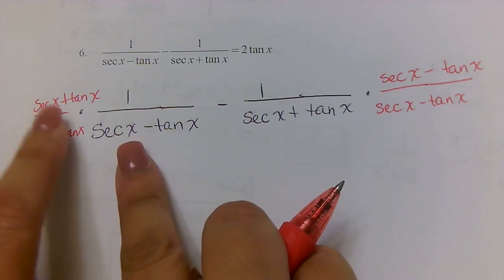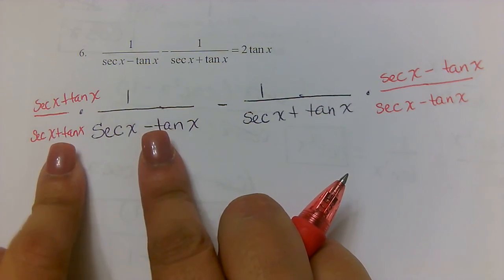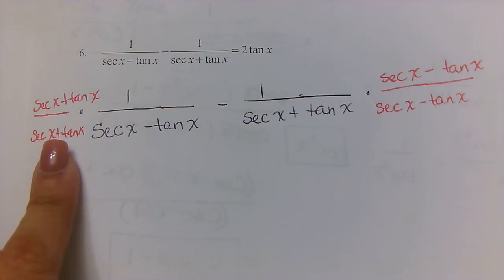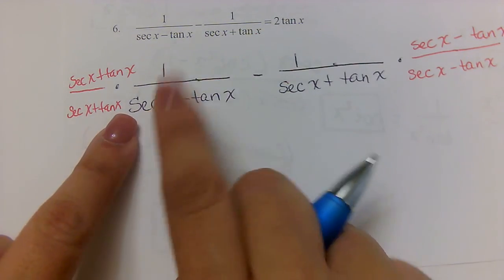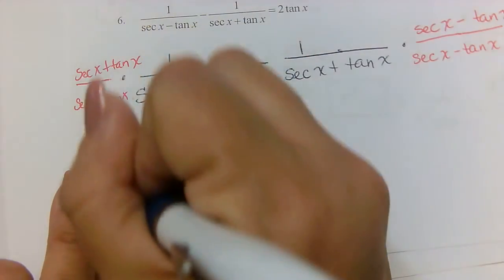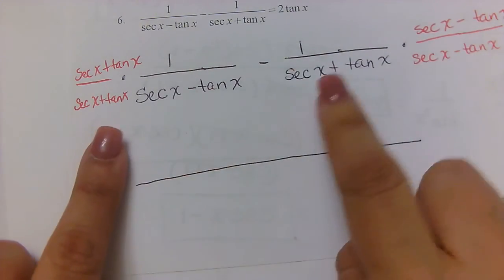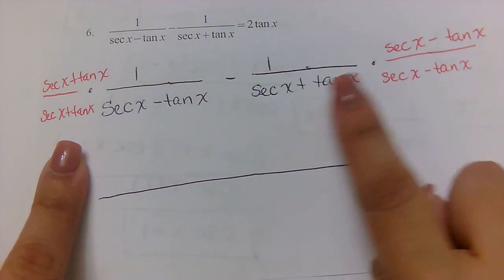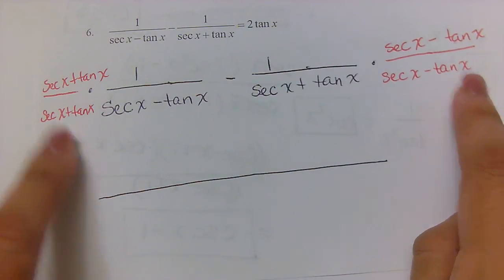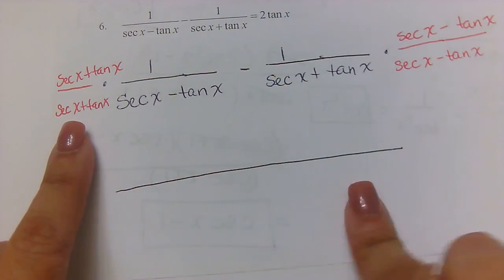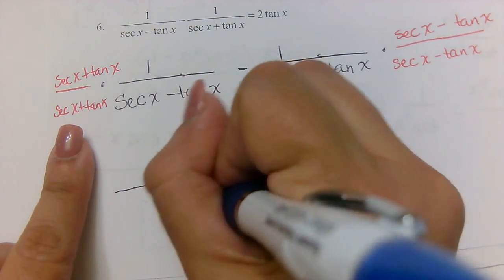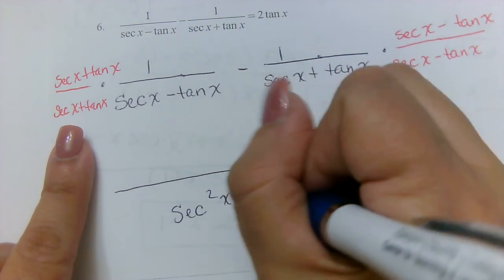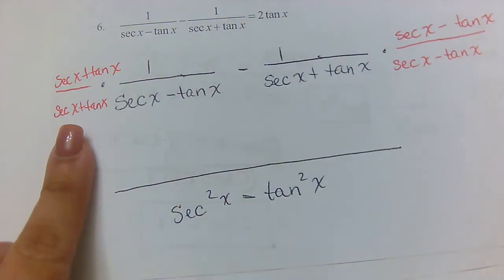Okay, so now I can multiply. This is the difference of perfect squares, so if you remember, you only multiply the first times first and the last times last. Here you're doing the same thing for the denominator. You can see now we have a common denominator, so I'm only going to write it once: secant squared x minus tangent squared x.